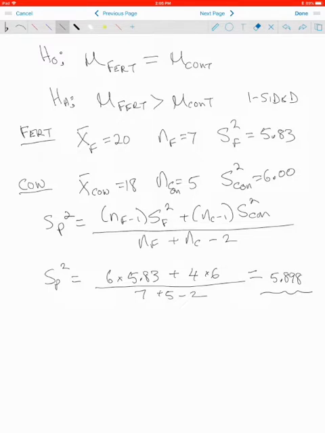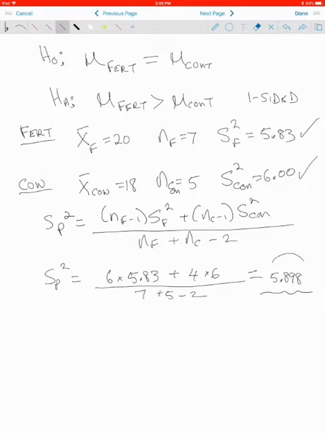The pooled variance should lie somewhere between the variance of the two samples. So 5.898 does indeed lie somewhere between 5.83 and 6.0. If your pooled variance lies outside that range, it means you've made a mistake somewhere. So that's a useful thing to look at.